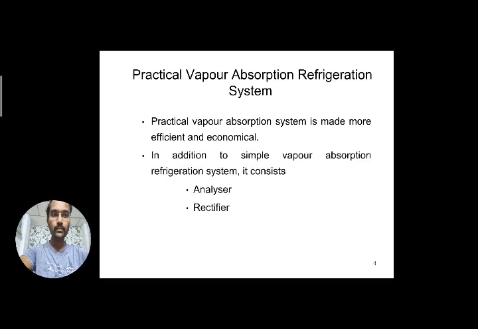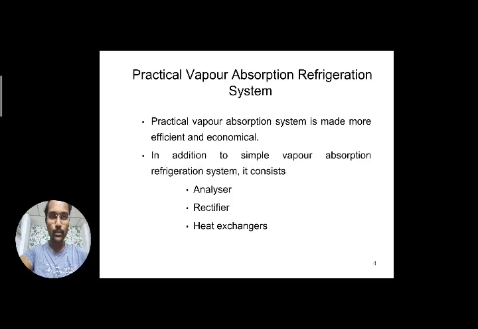These are the components: the analyzer, the second one the rectifier, and the heat exchangers. Wherever there is a chance of heat exchange between two components, from a cold medium to a hot one or hot to cold, in a circuit, when there is a need for heat exchange, we can establish heat exchangers there. Here in this practical vapor absorption refrigeration system, we are using heat exchanger 1 and heat exchanger 2, in addition to the analyzer and rectifier.